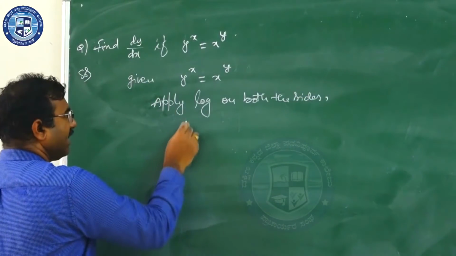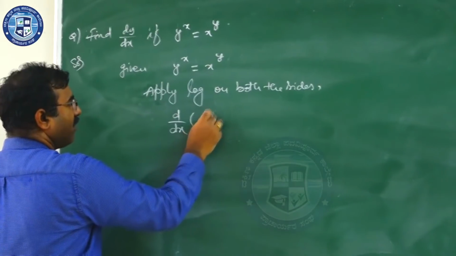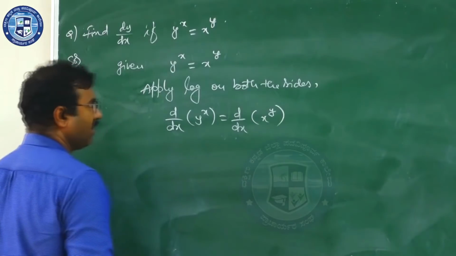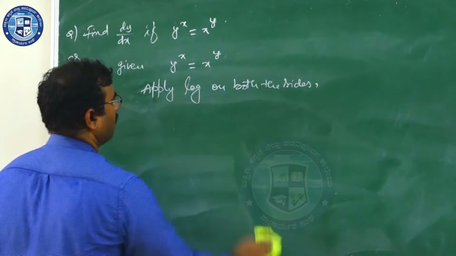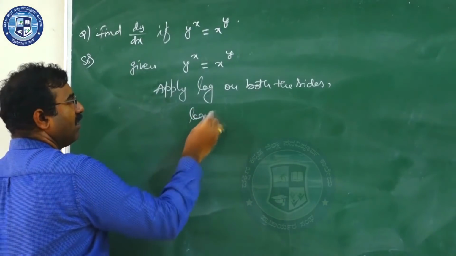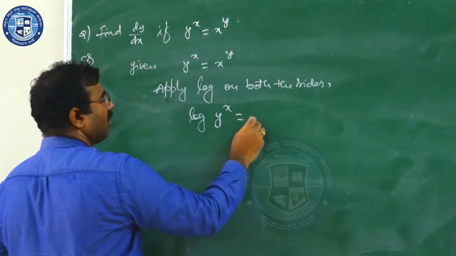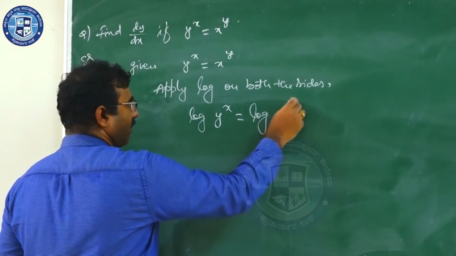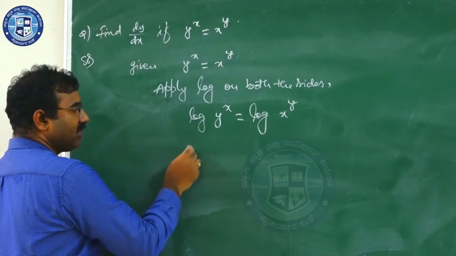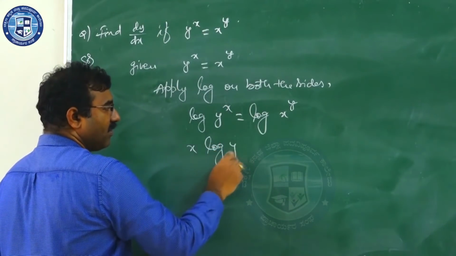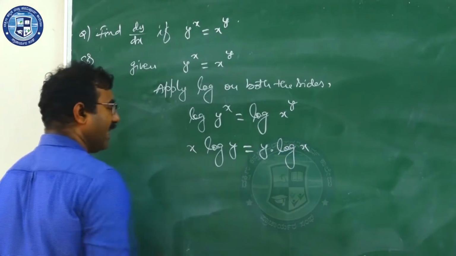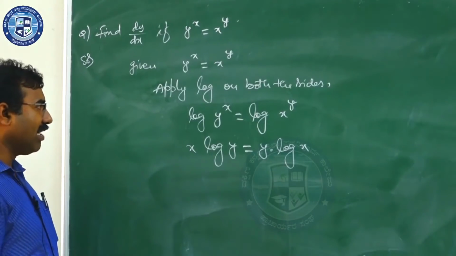Apply log on both the sides. So you will get log y power x is equal to log x power y. Okay, so what happens? The power is there, no? That will go to the front of the logarithm. So x log y is equal to y log x. Okay, x log y is equal to y log x.